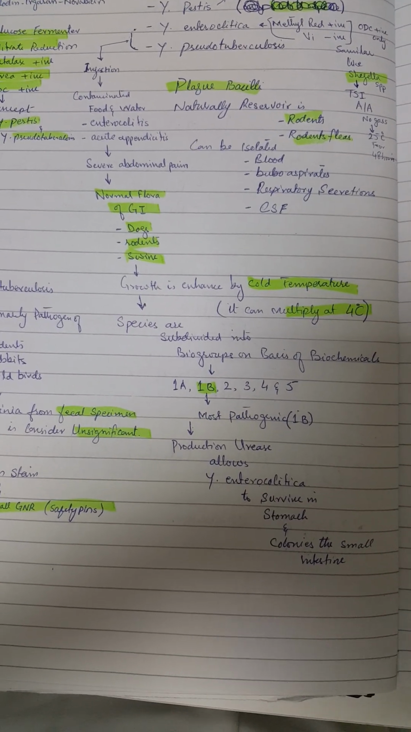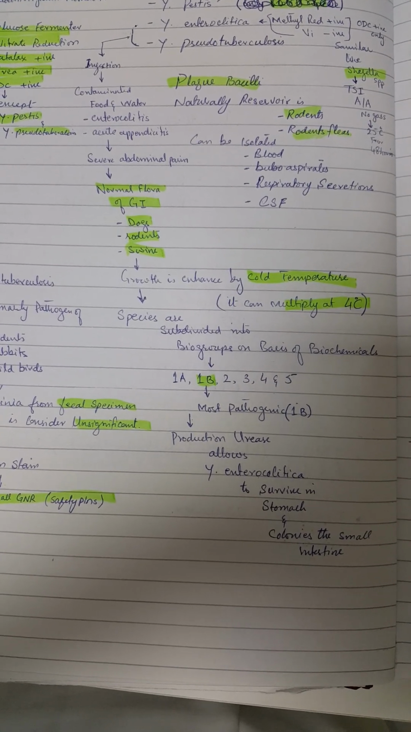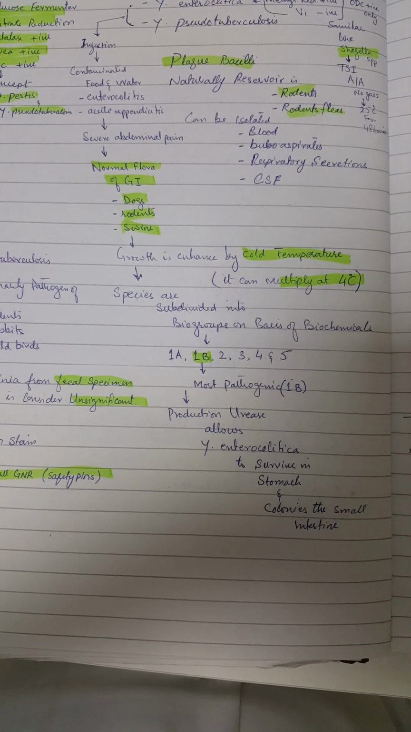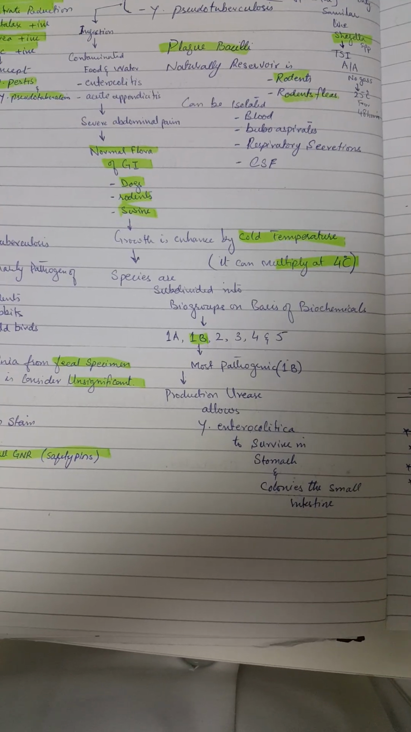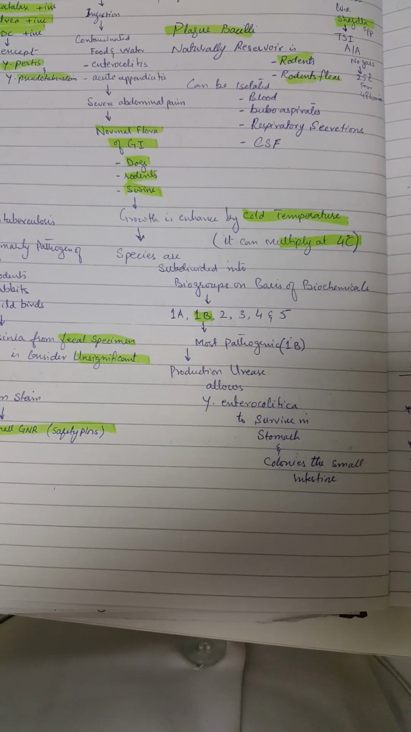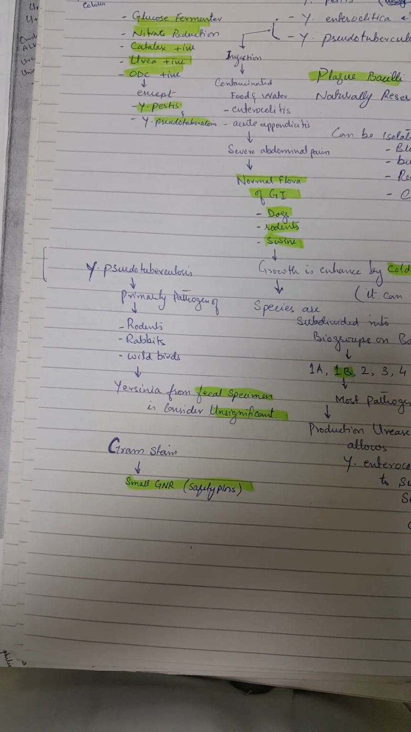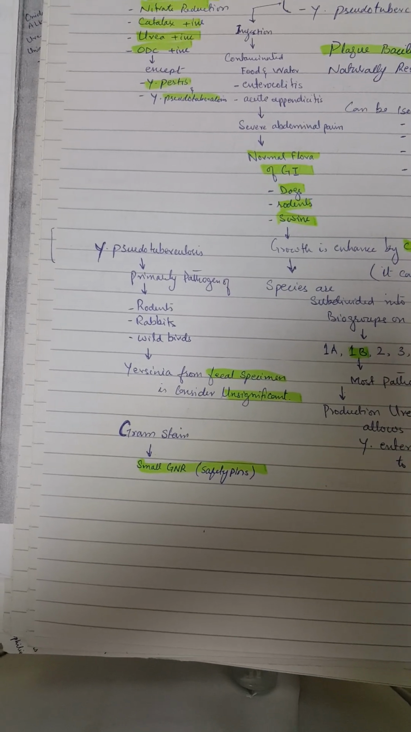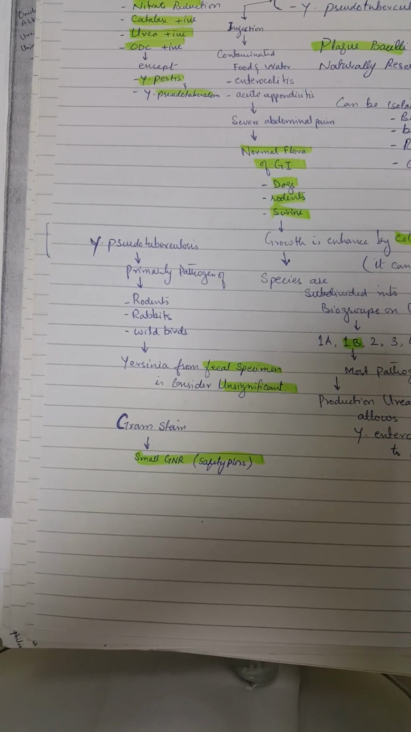The species are subdivided into biogroups on the basis of biochemical tests, and 1B is the most pathogenic group. It produces the urease enzyme that allows Yersinia enterocolitica to survive in the acidic stomach environment and colonize the small intestine. Yersinia pseudotuberculosis is primarily a pathogen of rodents, rabbits, and wild birds. Yersinia from a fecal specimen is considered insignificant.